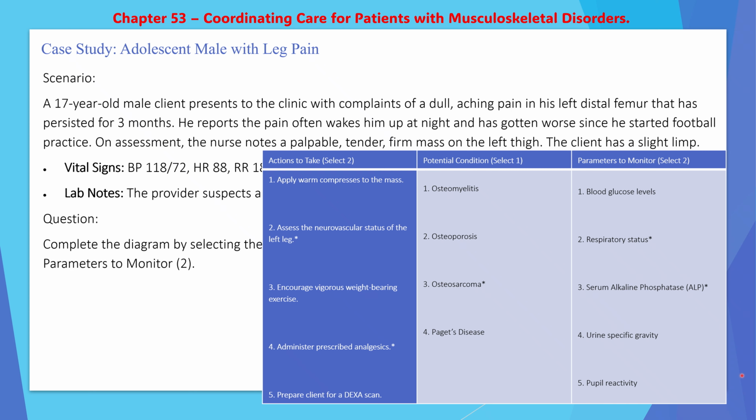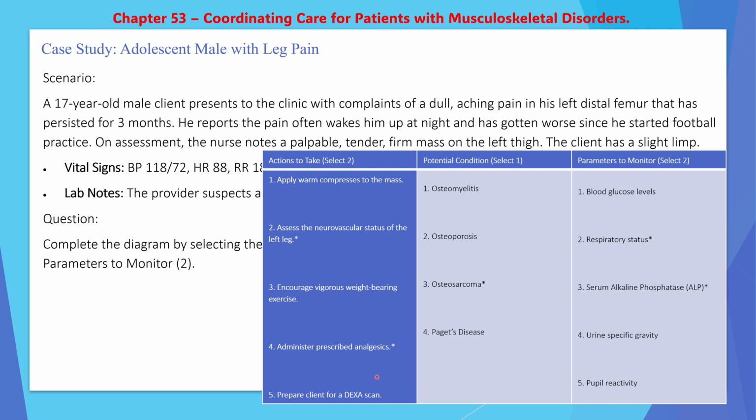Administer prescribed analgesics. The text notes that the pain from bone cancer is worsened with motions and unrelieved by rest, and requires aggressive management, often including opioids.